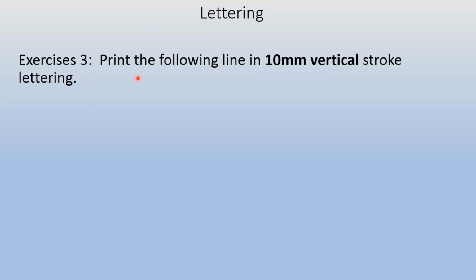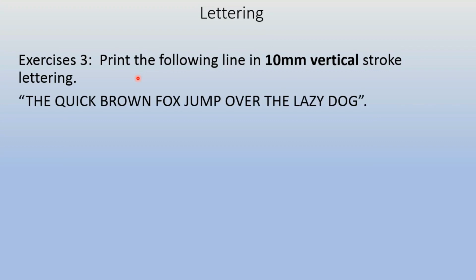So this is our exercise number 3. Print the following line in 10 mm vertical stroke lettering. So these types of questions are being asked in the examinations. You see there is some text which has been given. The quick brown fox jumps over the lazy dog. So you have to do the lettering for this question using 10 mm vertical stroke.